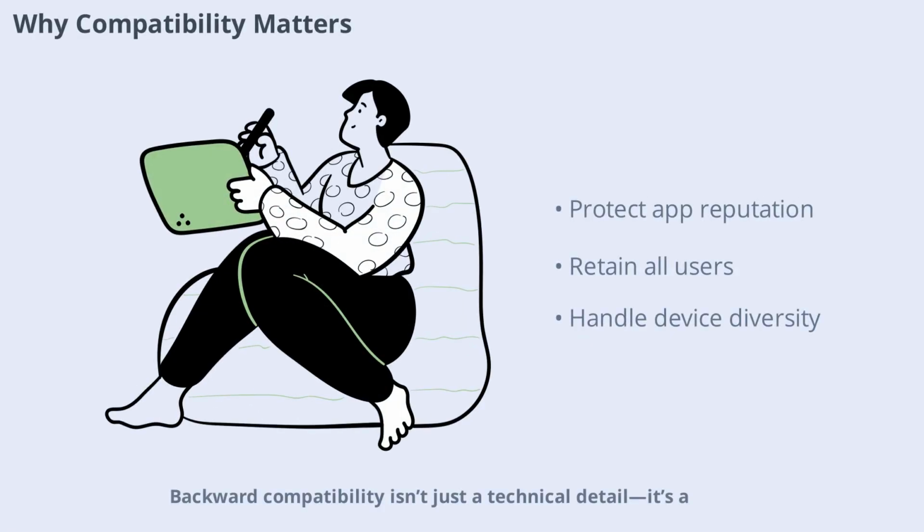Backward compatibility isn't just a technical detail, it's a lifeline for your app's reputation and user retention. With Android's fragmented ecosystem, users may be running dozens of app versions across thousands of device types. Unlike web development, where you control the code in the browser, Android developers must plan for a chaotic reality. If you retire a legacy API endpoint, you risk breaking features for users who haven't updated. That's why a robust compatibility strategy is not optional. It's essential for keeping your app stable and your users happy.